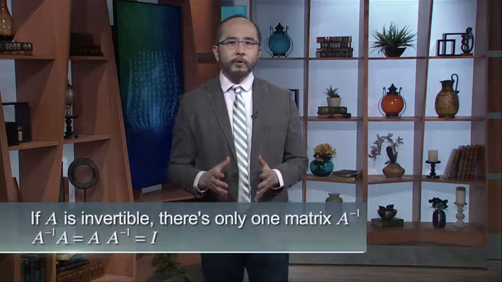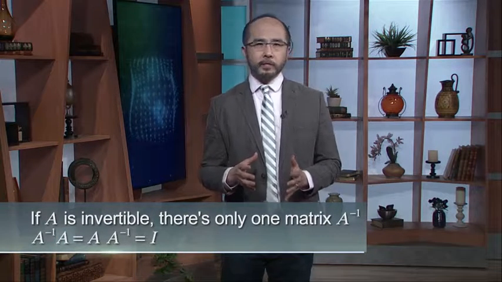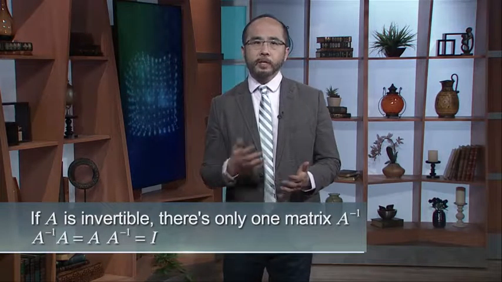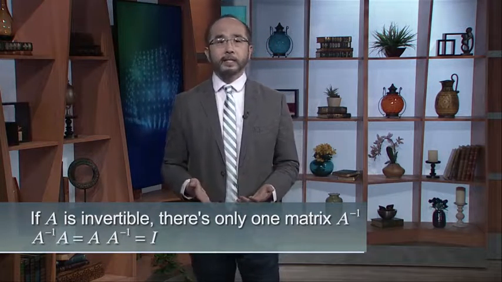Let's prove the following theorem. If A is invertible, then there is only one matrix A inverse with the property that A inverse times A equals A times A inverse equals the identity I.